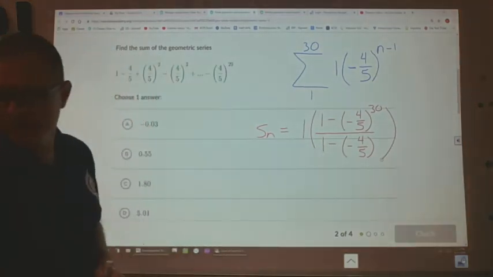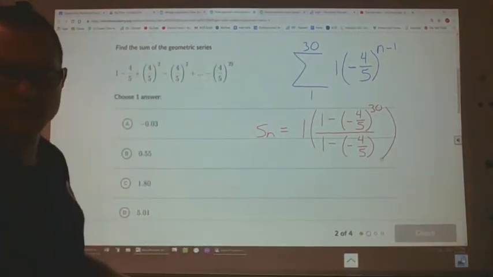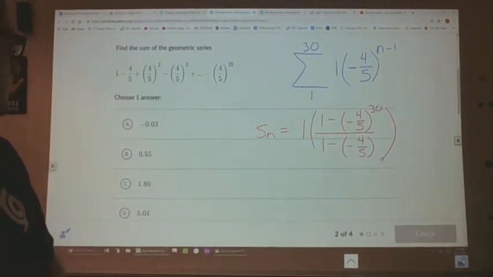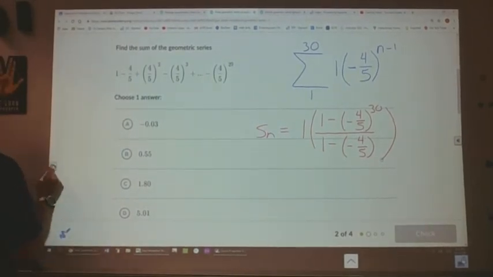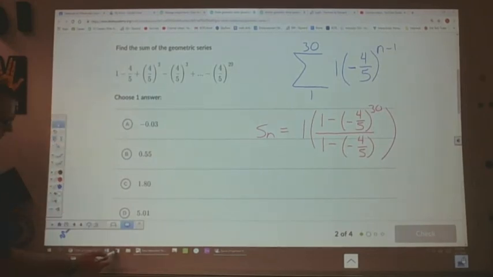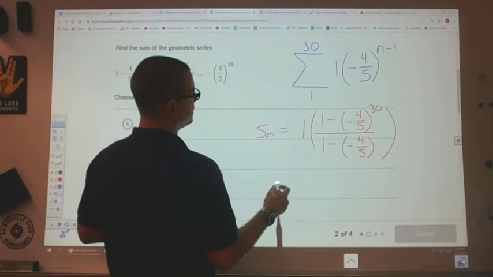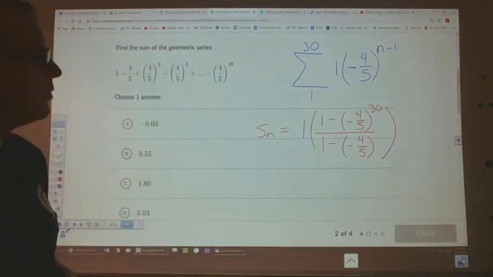Again, to the 30th power, I'm going to use my calculator. So, let's see. I don't think you'll be able to see it. Oh, sorry. They imaged the computer, so we don't have it like that.